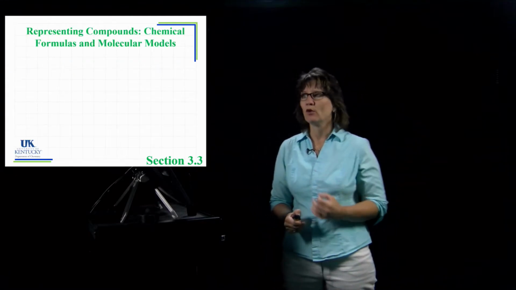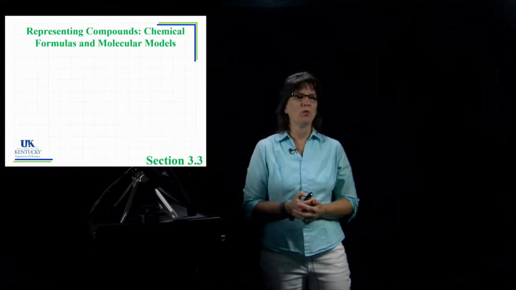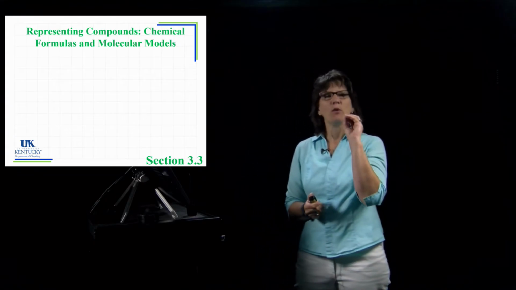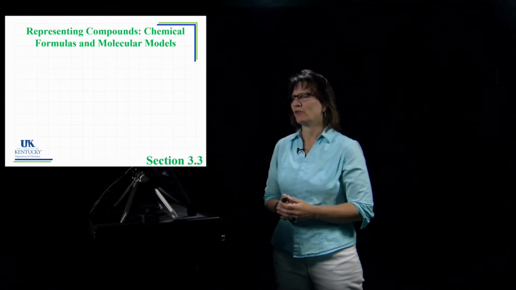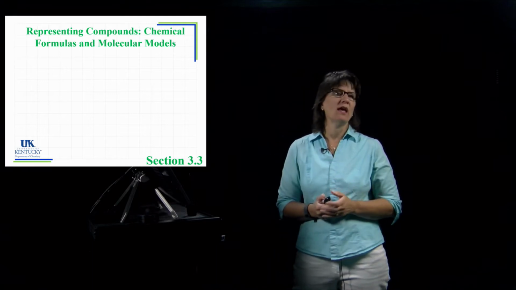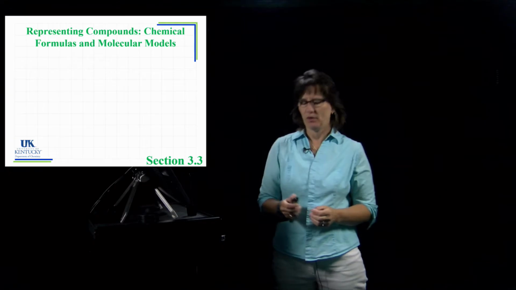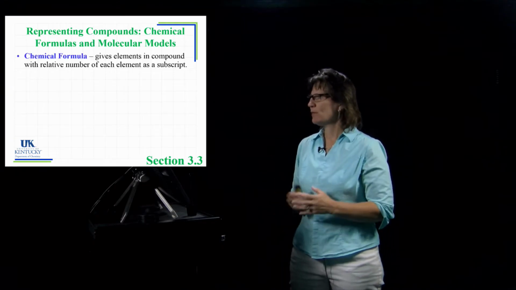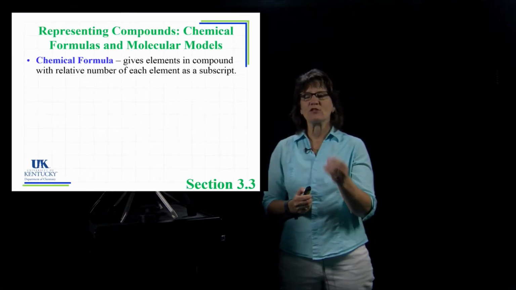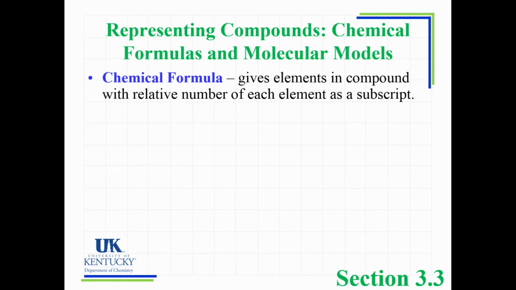But let's get right on into the next section, 3.3, and talk about how we represent our compounds, how we use chemical formulas and molecular modeling to describe what we're talking about with these compounds. So what is a chemical formula? A chemical formula is going to give the elements in the compound. It's going to give you the relative number of each of those elements as subscripts.